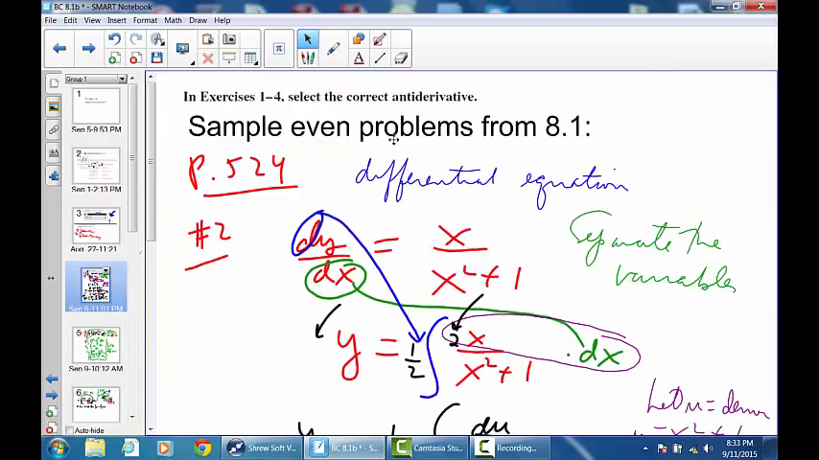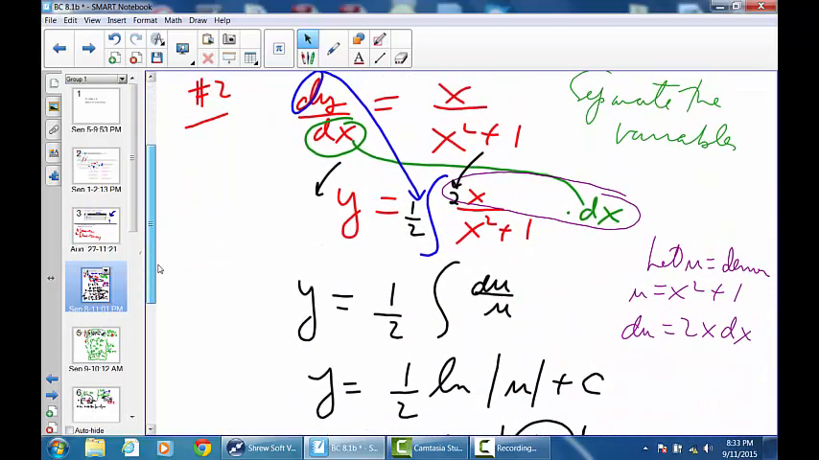Okay, this is example 2. It says select the correct antiderivative. In other words, find the antiderivative of this. This is, of course, a differential equation, so you're going to bring the x to the other side to separate the variables. And then over here, you let u equal the denominator. That makes du 2x dx.